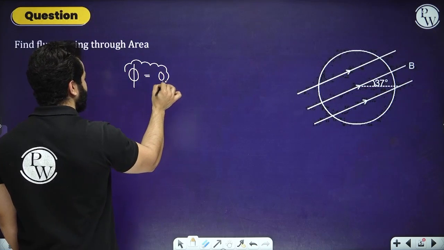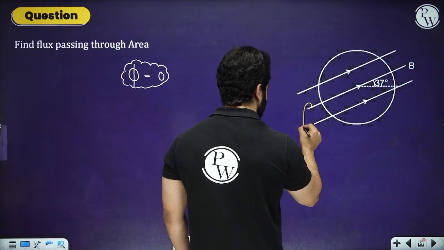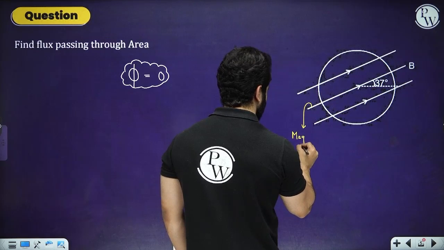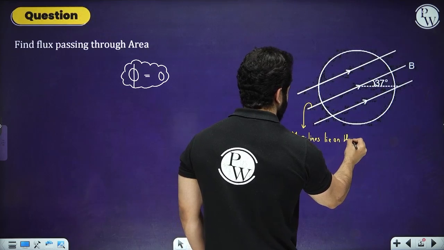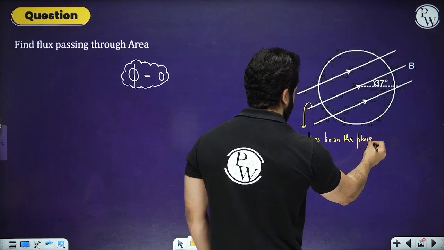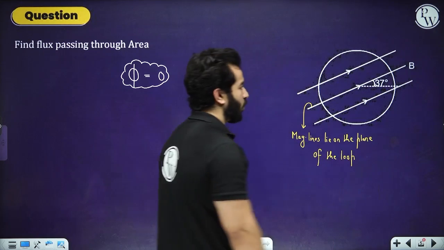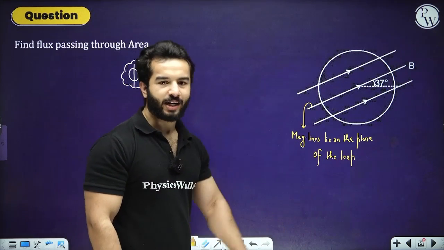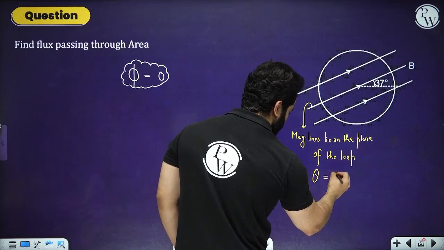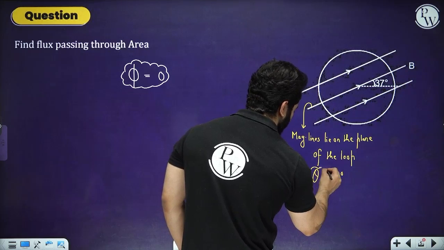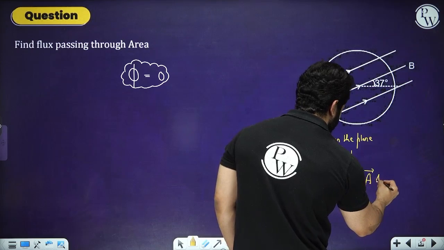Why? The reason is that these magnetic field lines lie on the plane of the loop, or whatever this is, on the area, right? So that means the angle between these two things is actually 90 degree. What two things? The angle between area vector and magnetic field lines, right?